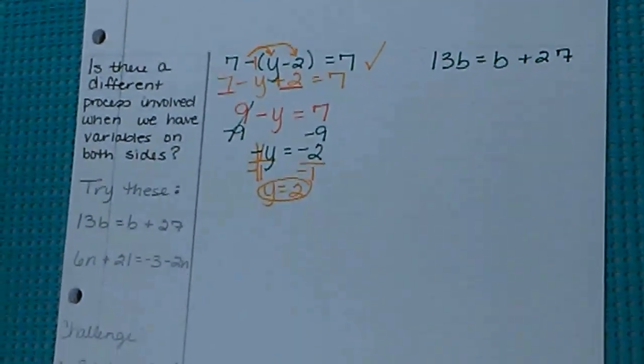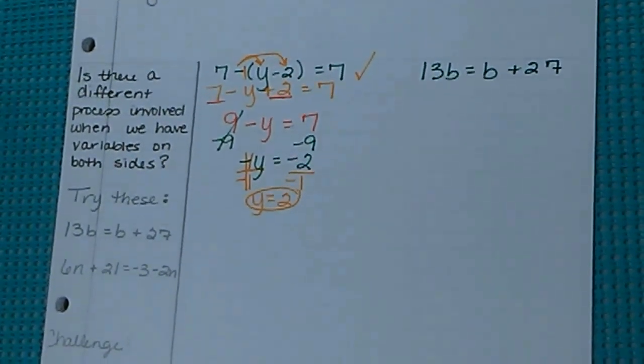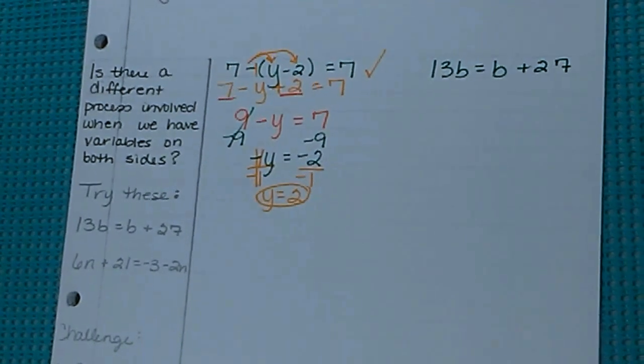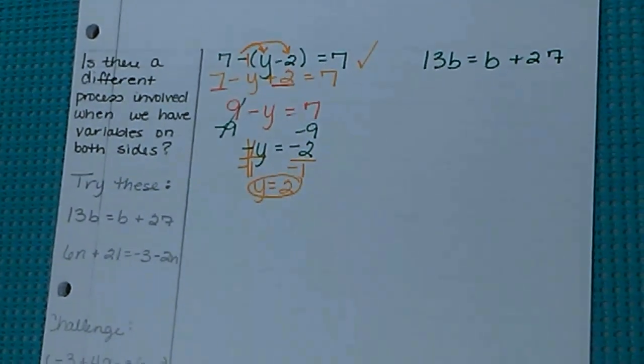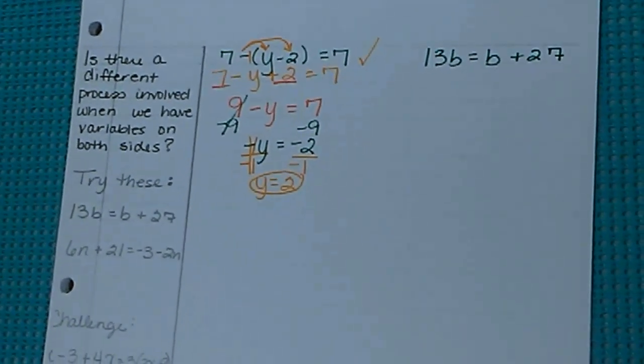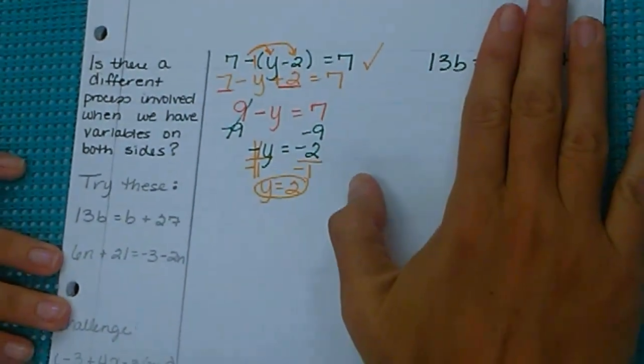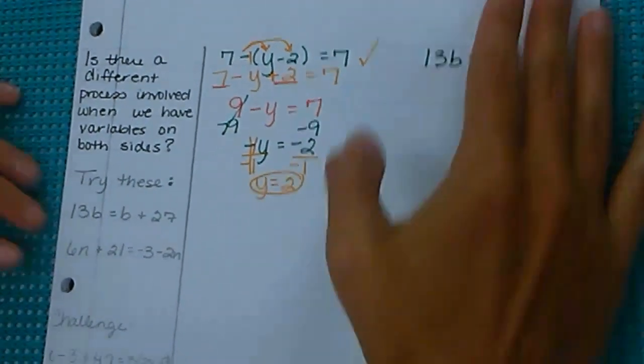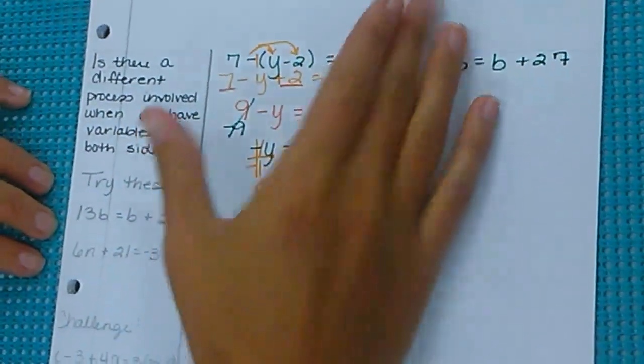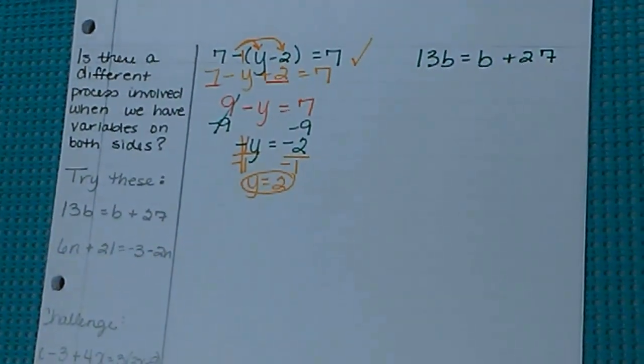Walk yourself through the steps. First, we're supposed to distribute. Is there anything to distribute? Nope. Okay. So then we combine like terms. So on the left side, is there any like terms? Nope. On the right side? Nope. Okay. So then we go to isolating the variables.